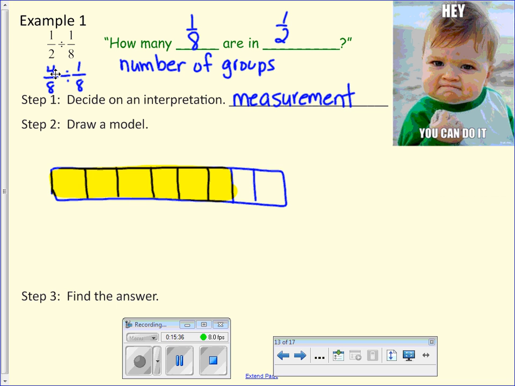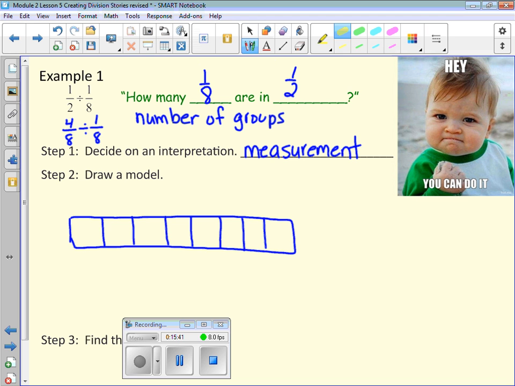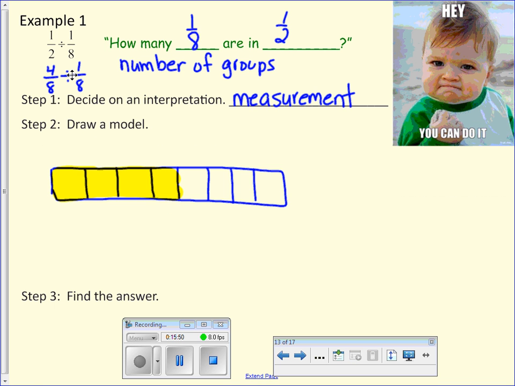So, hello. That was wrong. All right, I made my one mistake this year. Okay. Shh, boys and girls, please. So, 4 out of 8. 1, 2, 3, 4. So my answer is 4. There are 4 groups of 1/8 in 1/2. We don't have to write it, but we can. That would be part of your answer.